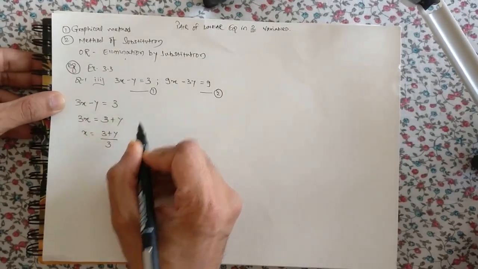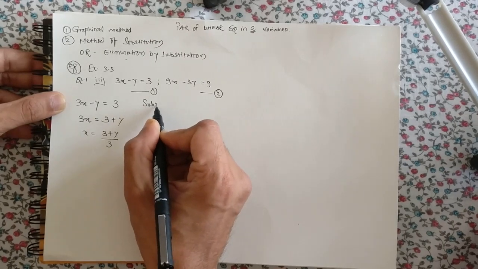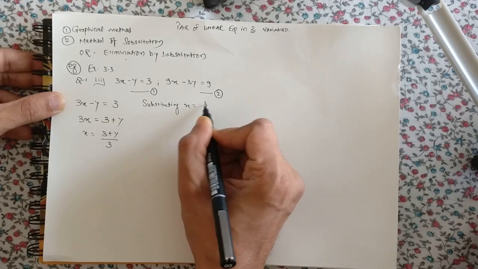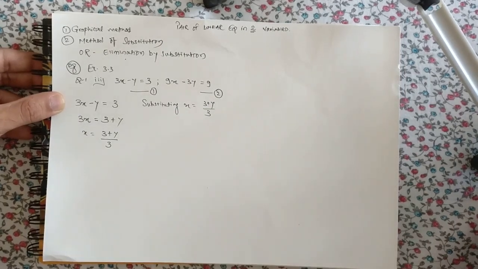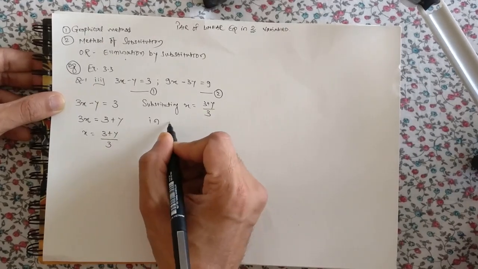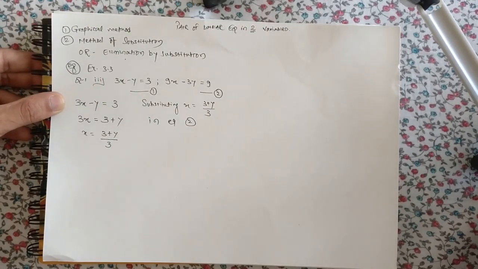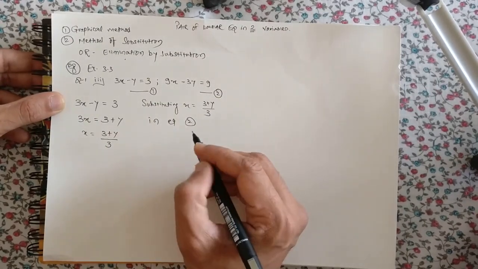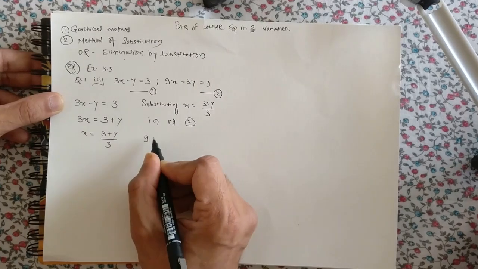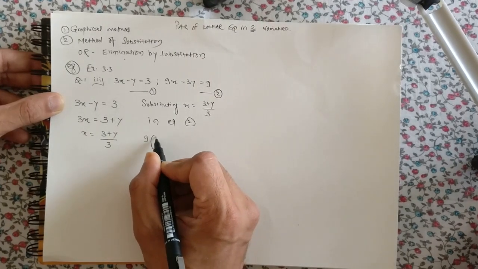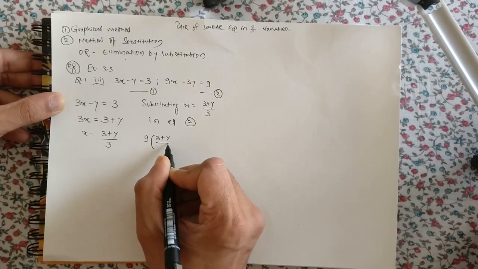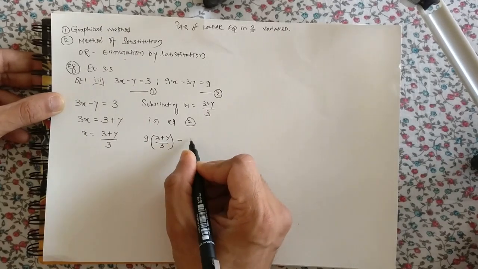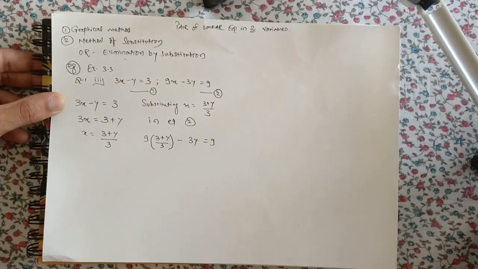Okay, so substituting x is equal to 3 plus y by 3 in equation 2. So wherever there is x, I have to put 3 plus y by 3. So 9 bracket 3 plus y by 3 minus 3y is equal to 9.